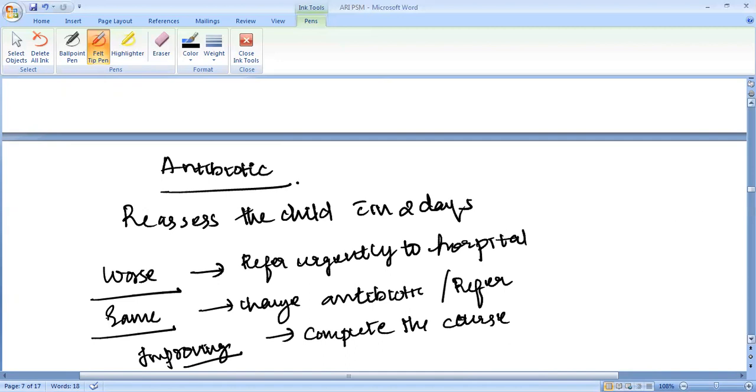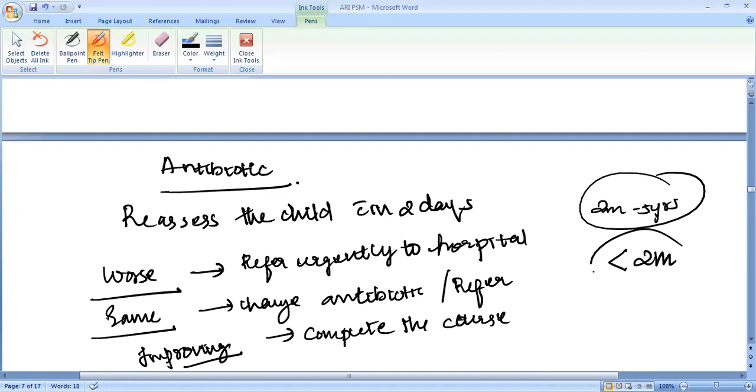So this completes the categorization of pneumonia in a child aged 2 months to 5 years, and also the treatment of the same. Now we are pending with the discussion of the categorization of pneumonia in a child less than 2 months, and also the prevention of pneumonia. This we will deal with in the next session.